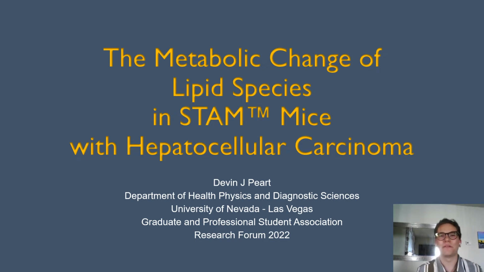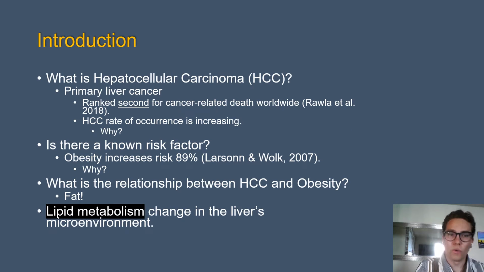I'll be talking to you about the metabolic change of lipid species in stem mice with hepatocellular carcinoma. What is hepatocellular carcinoma, shorthand HCC? Well, it's a primary liver cancer which is ranked second for cancer-related death worldwide. And this rate of occurrence is increasing. And you might be asking why. Well, a known risk factor is obesity, which increases the risk 89%.